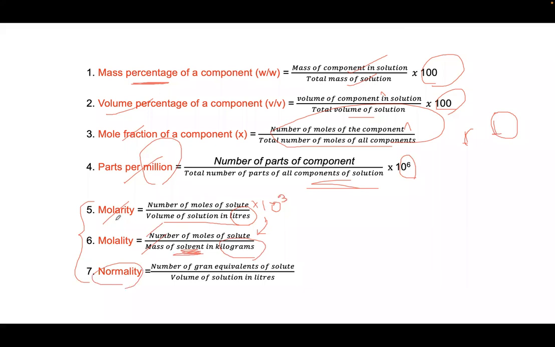Normality is similar to molarity, except in the numerator, instead of the number of moles, we will be using the number of gram equivalents of the solute. Again, if the volume is given in ml, you have to multiply the numerator by 10 to the power 3. These are the basic formulas of this chapter.